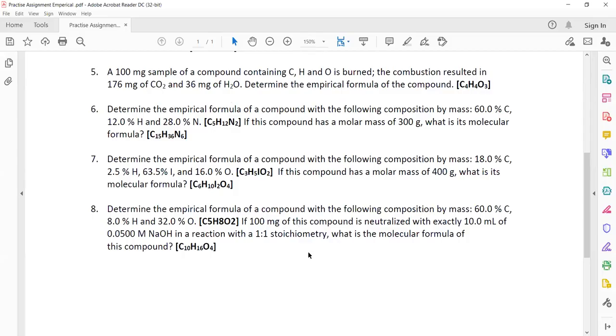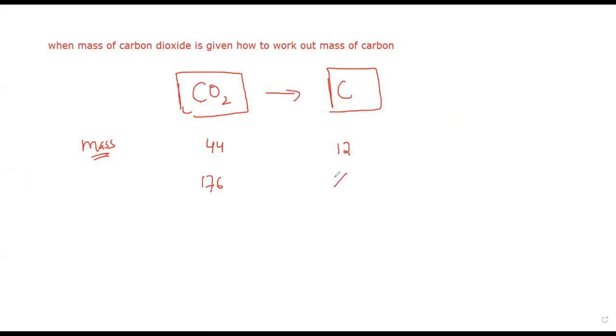In the question, 176, not 76. In the question they mentioned 176 milligram of carbon dioxide. So if we have 176 milligram of carbon dioxide, how much carbon will be there, or what is the mass of carbon? It will be X. When we cross multiply and find the mass of carbon, it will be 176 into 12 divided by 44.